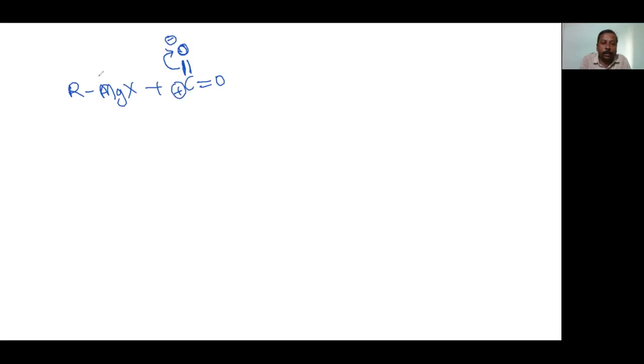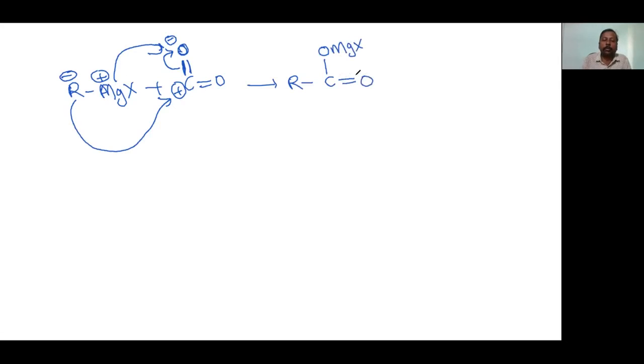And in RMgX, magnesium being the metal, it will be positive. R being the carbon non-metal, negative. Okay. So this R will go to positive, positive will go to negative. Okay. So the product will be like this. R, C, double bond will be converted as a single bond. On that single bond, MgX is attached and C double bond. Okay. Up to here, why and where, everything is clear now.